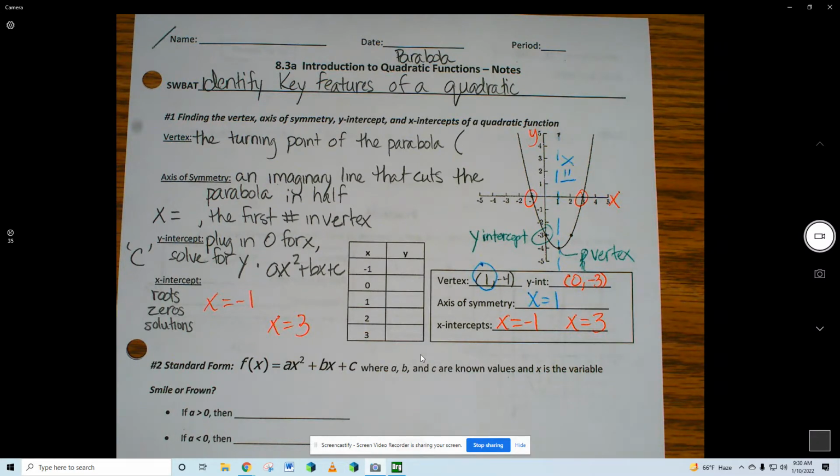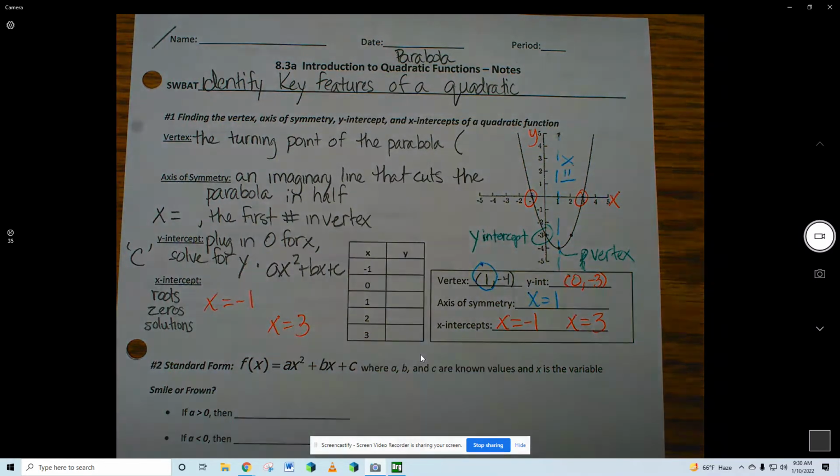So I'm looking at my parabola and I'm naming things. Oh, that's an x-intercept. This is my vertex. This crosses the y-axis, that's my y-intercept. My axis of symmetry, x equals 1. It's at 1. It cuts my parabola in half. All of these things are really important.